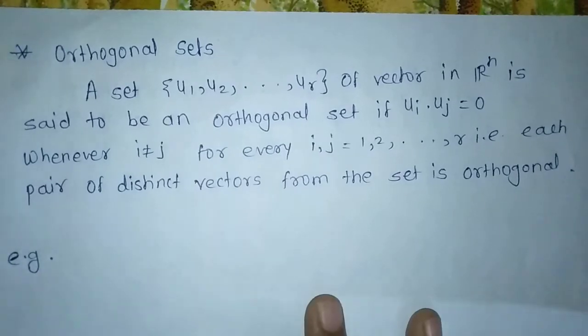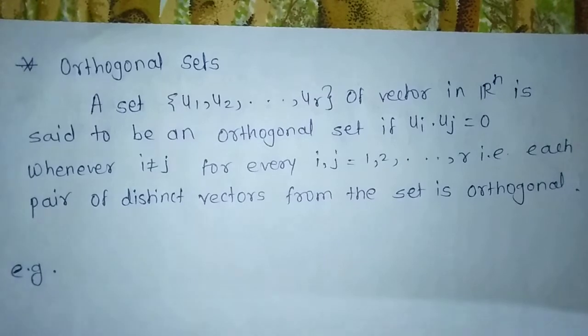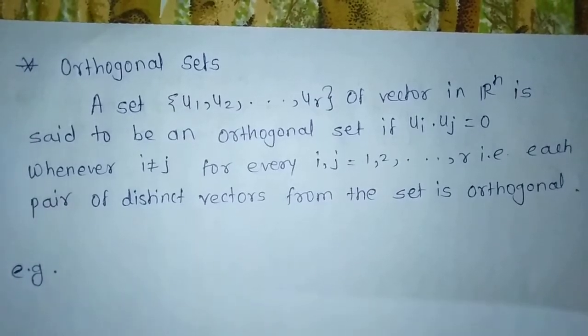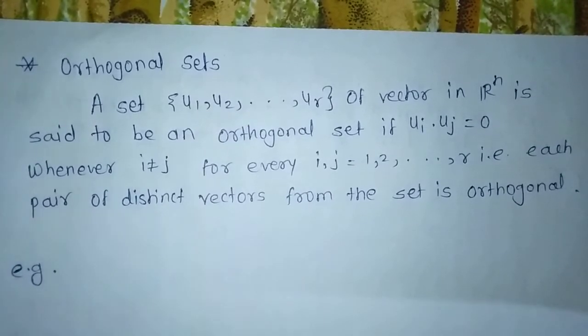Hello students. Next point is orthogonal sets. A set {u1, u2, ..., ur} of vectors in Rn is said to be an orthogonal set if ui dot uj is equal to 0 whenever i is not equal to j, for every i, j running from 1 to r. That is, each pair of distinct vectors from the set is orthogonal.